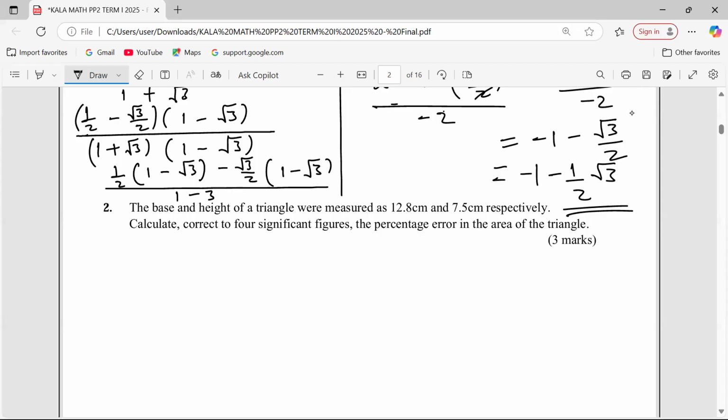So in errors, the first thing you're supposed to identify is the accuracy in the recording of the measurements. These measurements, both the base and the height, have been recorded to 1 decimal place. Therefore, what is the accuracy? 0.1. If the accuracy is 0.1, then it means we can get the absolute error.